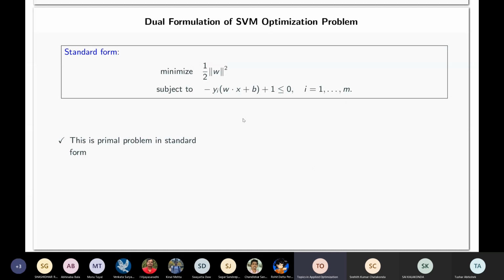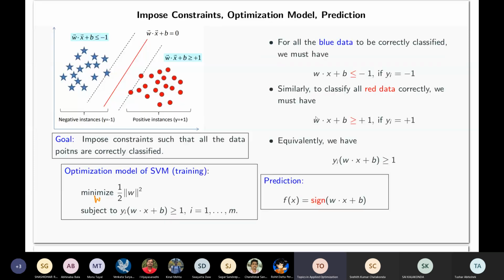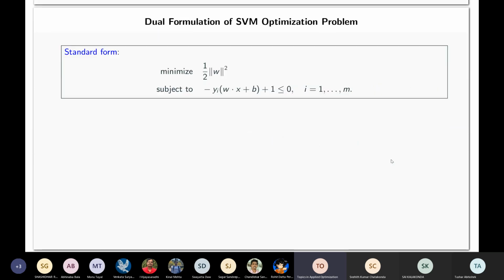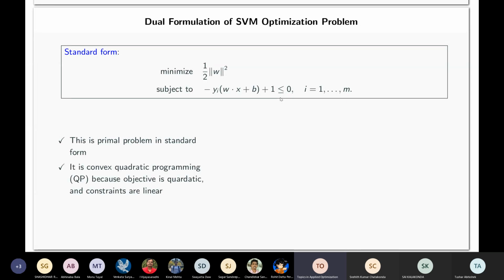This problem is a primal problem in standard form. We have multiplied by minus on both sides, so the inequality is put in standard form. And this is the primal problem in standard form. We notice that it is a convex quadratic programming problem, where the objective is quadratic, obviously, and the constraints are linear.